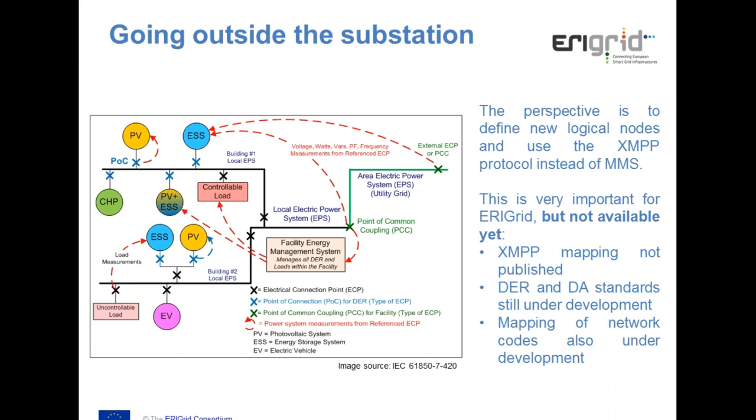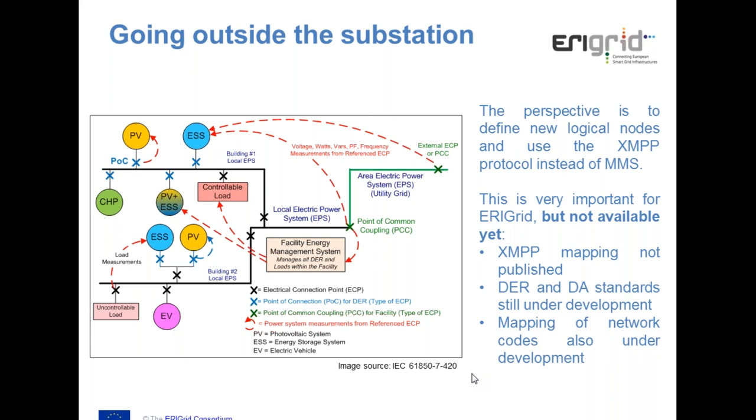Well, as I already said, the perspective is, at protocol level, to use the XMPP protocol instead of MMS, because XMPP is more suitable for this kind of scenario, in particular for internet communication. Of course, also to extend the data model of 61850 in order to cope with all these new devices, which you see, for example, illustrated in this picture. This process of extension of the 61850 standard is ongoing. It is not complete as of today. There are some standards already available, for example, the one you see listed for this picture, 61850-7-420, which is related in particular to distributed energy resources.